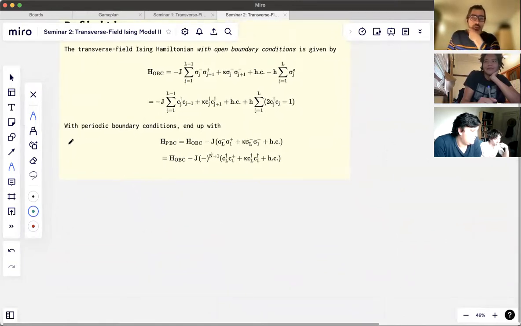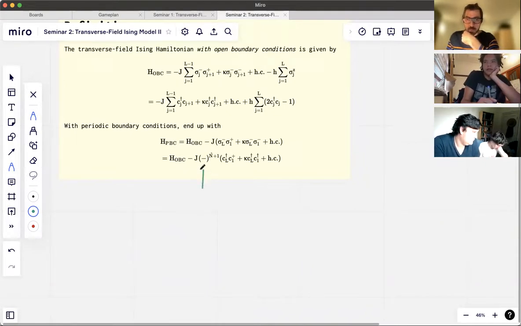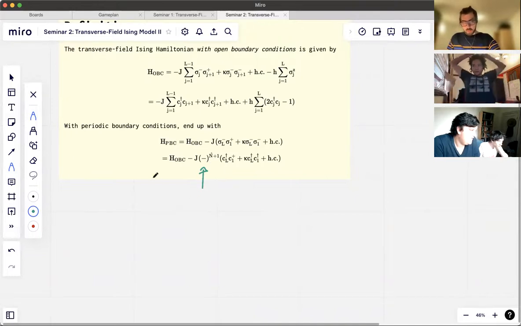Then where we got to at the very end was imposing periodic boundary conditions, which essentially said that H_PBC is H_OBC plus this extra missing term that connected sigma L to sigma 1. But when we turned into fermions, we got this extra (-1)^(n hat plus 1). So that's an issue, right?